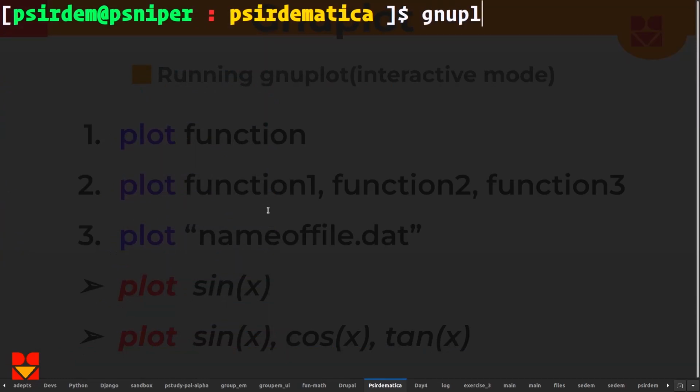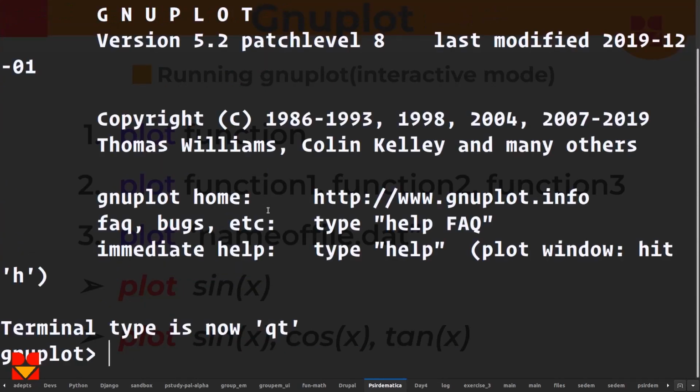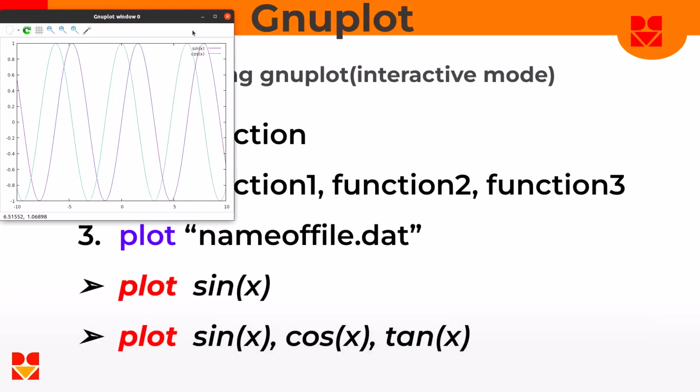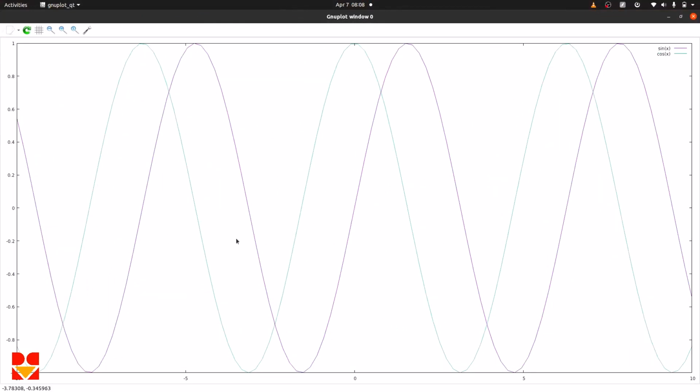I say we do gnuplot. It opens up interactive mode. Control L to clear the screen. And then I can do plot sin x, comma, cos x, like this. When I hit enter, I should see the two functions plotted nicely on each other for me.